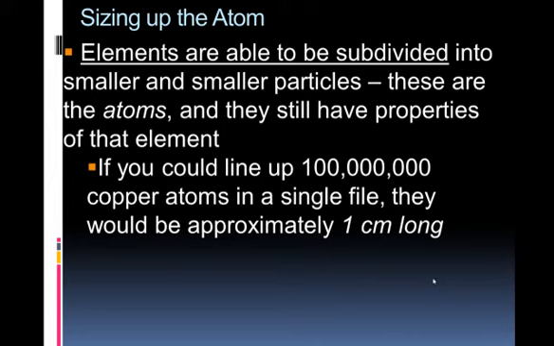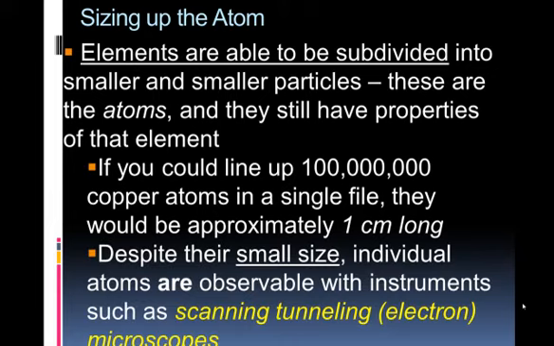But they are super small. If we could take 100 million copper atoms and line them up in a single file line, it would only be approximately 1 centimeter long. That is very, very small. However, just because they're small doesn't mean we can't see them. We can actually use what's commonly called an electron microscope. And if you decide to go into chemistry, you will be able to use one of these in the college of your choice. I was able to use one at Georgia Tech once, and it's really neat to see atoms.